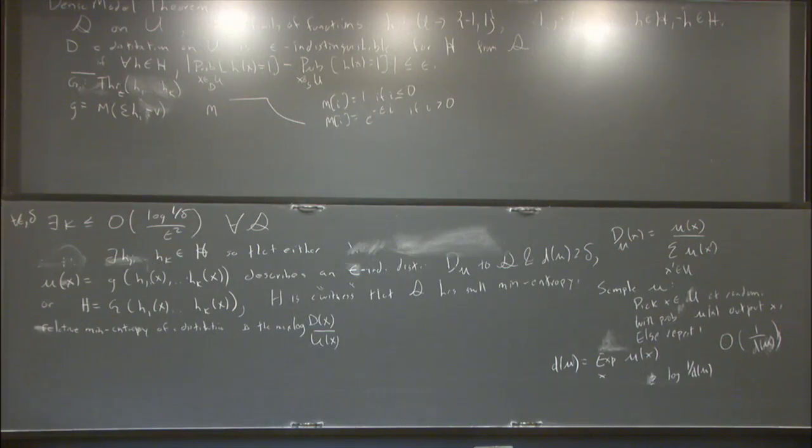This takes a little bit of getting used to. The probability when x is drawn from U that h of x equals 1 is strictly less than the probability when x is drawn from S that h of x equals 1, minus epsilon prime.